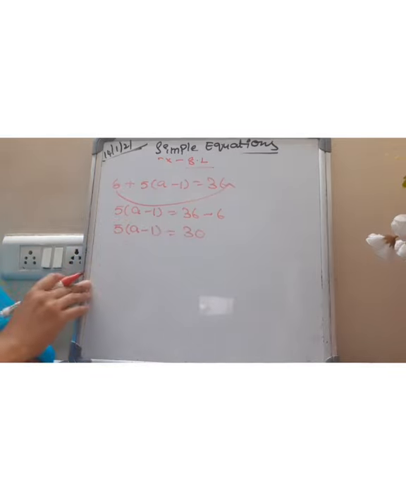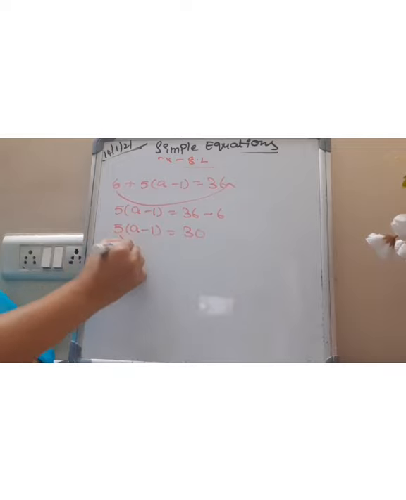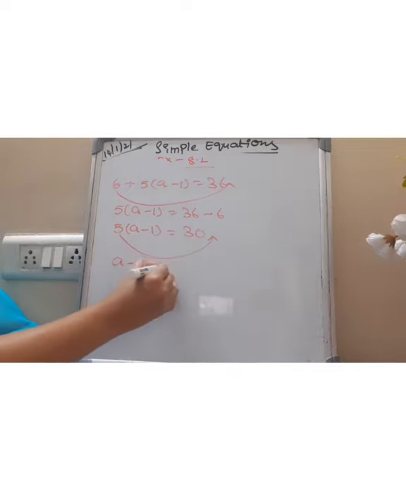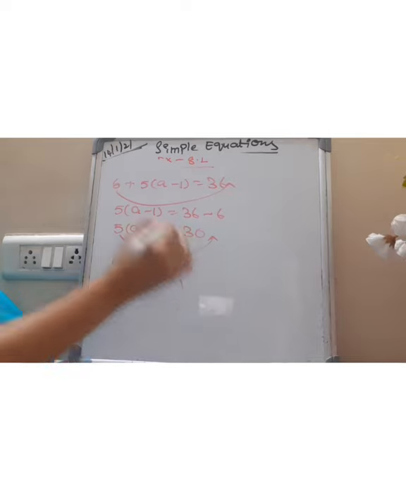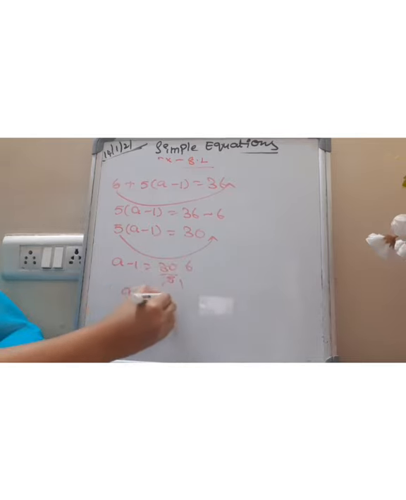Again, what is the operation between 5 and a minus 1? It is multiplication. So we will send 5 to the other side. What will happen? So a minus 1 is equal to 30 divided by 5. 5 ones are 5, 5 sixes are 30. So a minus 1 is equal to 6.